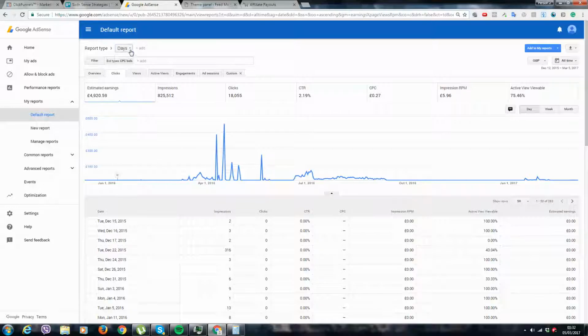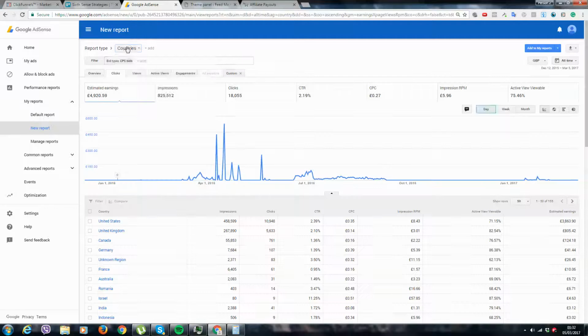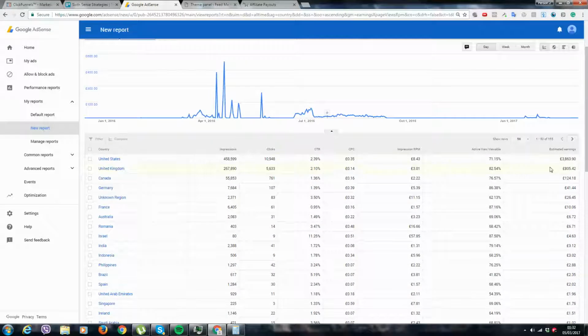Now the final thing I'm going to show you is on report type. You can actually come over to countries. So from days you can change to countries, and there's many other things, ad sizes, ad units, and you can see which specific variable is actually performing the best for you. So what I found over here is that United States made me most of my money. The highest CPC, the highest CTR, and the most traffic driven over here, and the higher impression RPM. So second in line was United Kingdom, then Canada. Looks like there's quite a bit of money in Germany over here.